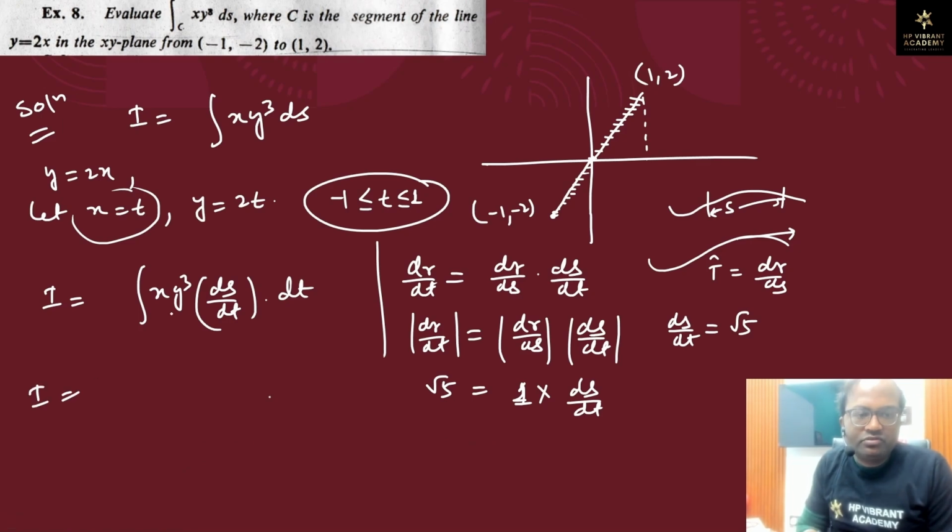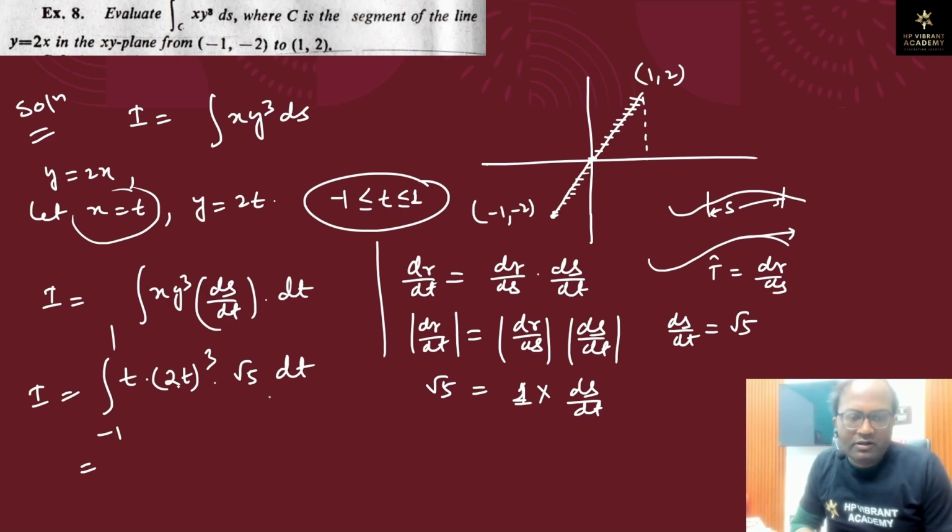So I is equal to the value of x, which is t, into the value of y, which is 2t, so 2t whole cube, into ds upon dt, which is root 5. Now let us place the limit as minus 1 to 1. So this is equal to 2 times 2 to the power 3, so this is 8 root 5 into t times t cube, so this is t to the power 4 dt, and the limit is from minus 1 to 1.